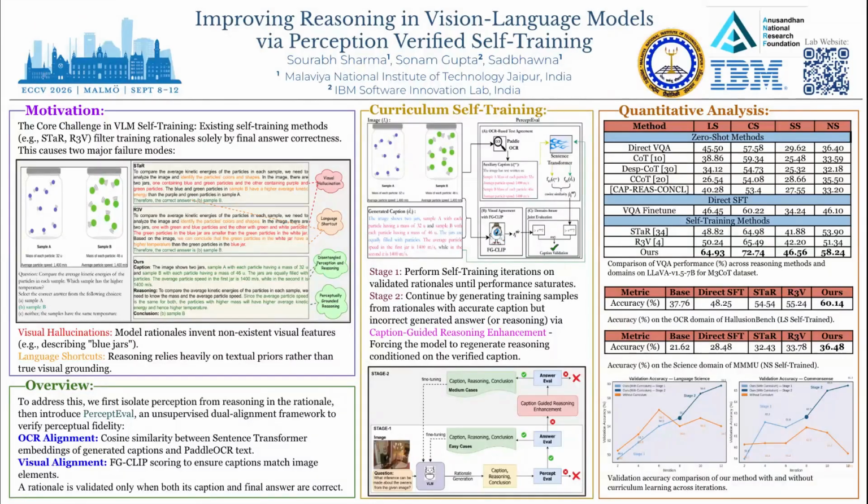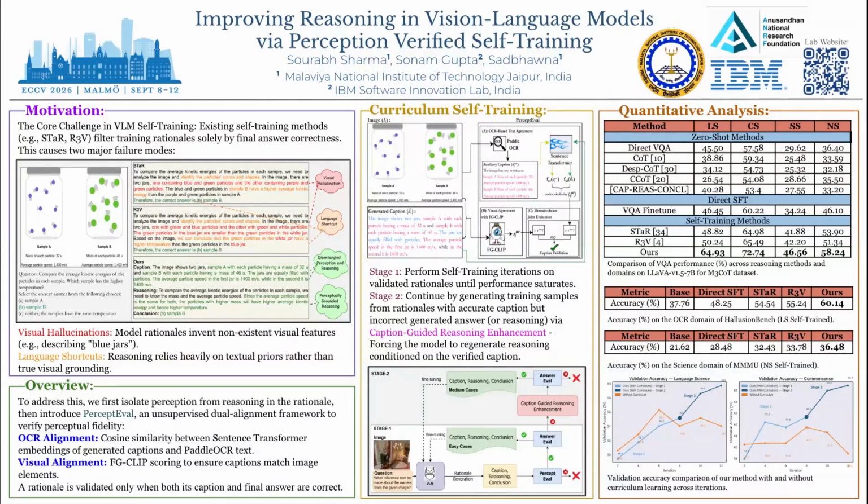After cosine similarity we get a value, and through a threshold we check whether this value is greater than a given threshold. If it is greater, we say sufficient OCR details are present in the caption.